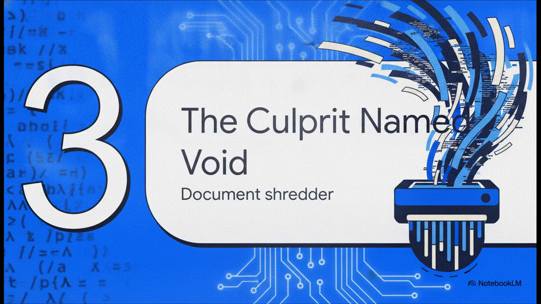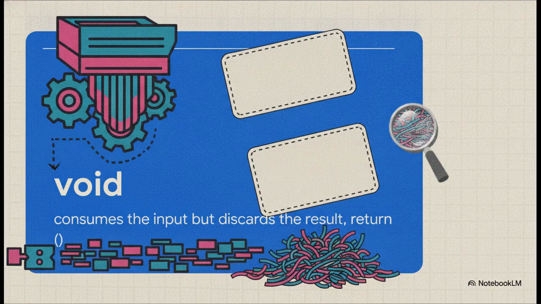Which brings us to Section 3, the culprit named void. Literally the document shredder of code. Here's what happened. The original parser used a function called void. In Haskell, void is specifically designed to consume the input but intentionally discard the result, returning what's called a unit type. You can think of it like a digital document shredder. It successfully accepted our full-width colon, which prevented a crash, but then it tossed the data straight into the trash, leaving nothing but an empty placeholder behind.